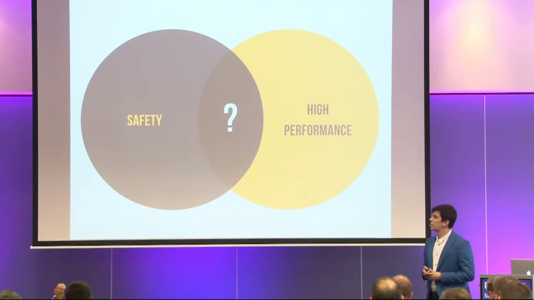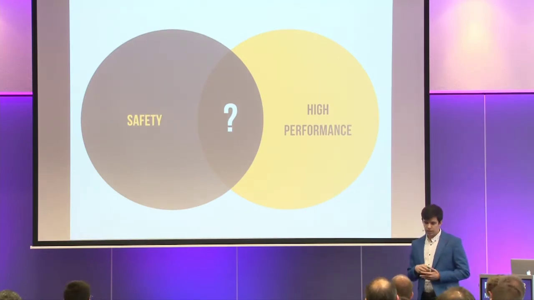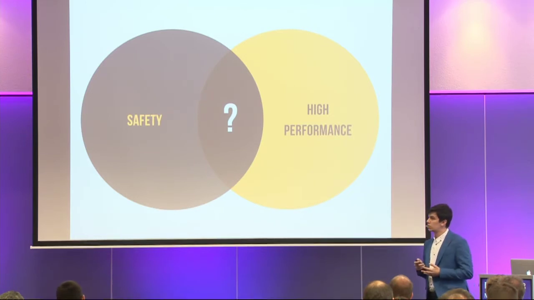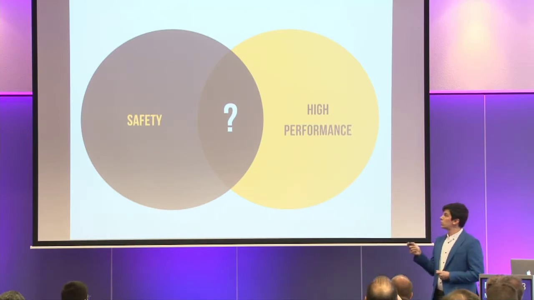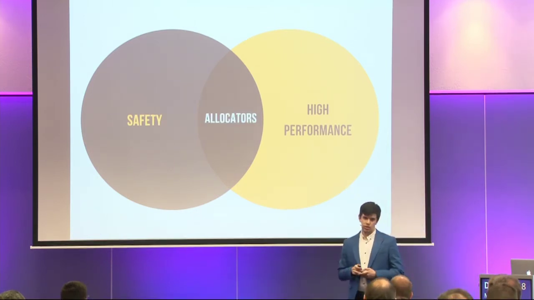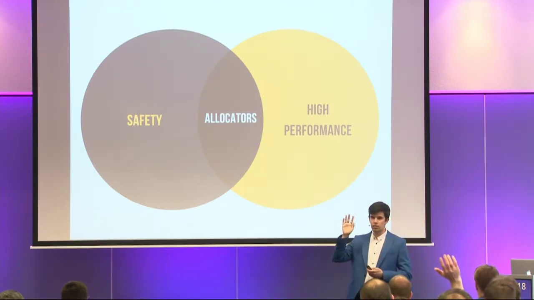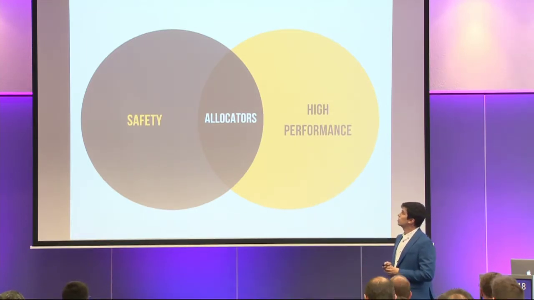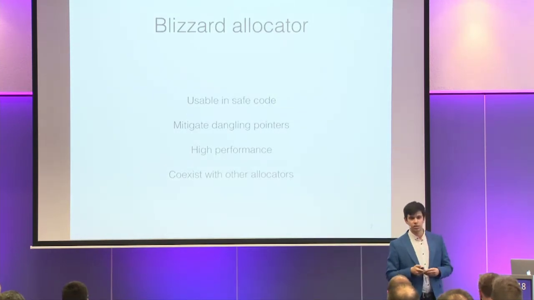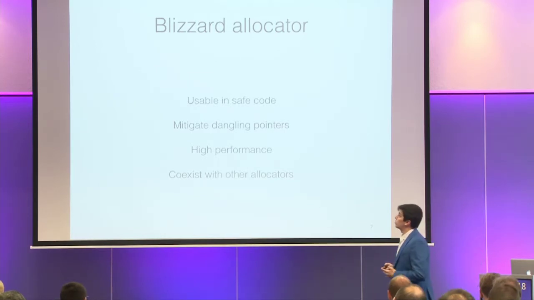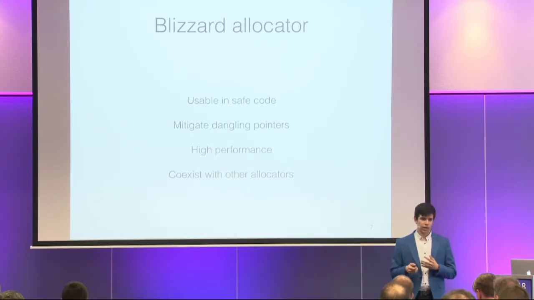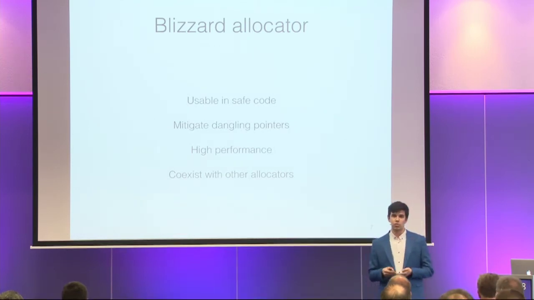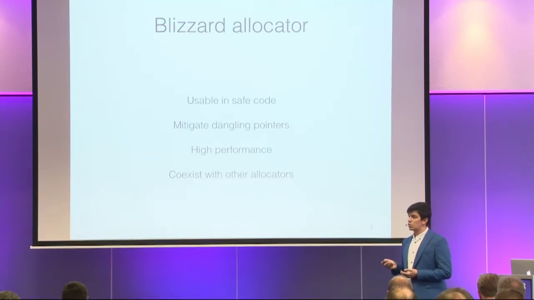So this is bad, but we still want the high performance. In other words, we want to bridge this gap between the high performance of manual memory management and the safety which is offered, for example, by the GC. And one solution to this problem can come in the form of custom allocators. So have any of you used custom allocators before? Awesome, great. So hopefully this will give you a couple of ideas for your projects. We want to create an alternative to the traditional malloc. An allocator which is usable in safe code by mitigating dangling pointers. Of course, it has to offer high performance, and it has to coexist with other allocators. More precisely, it has to be compatible with a garbage collector.